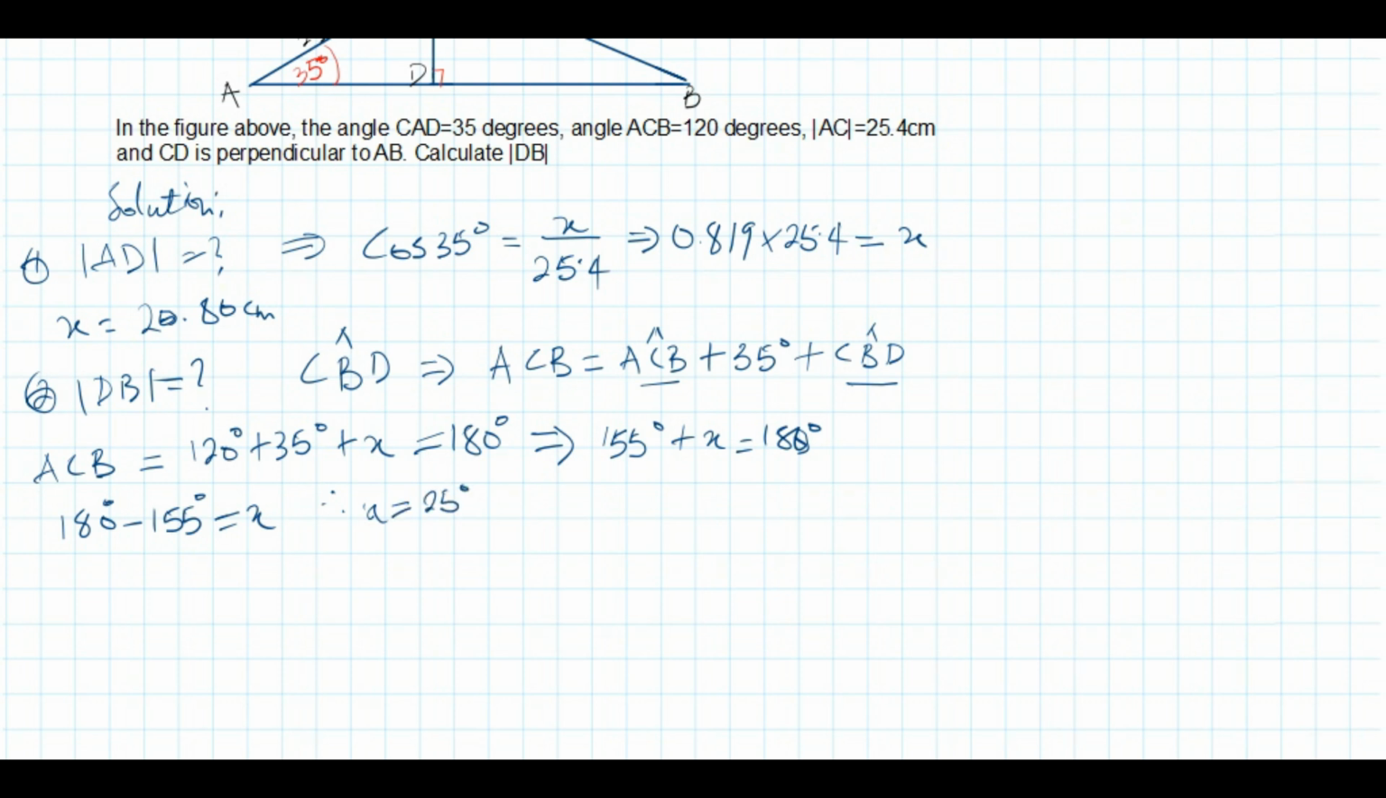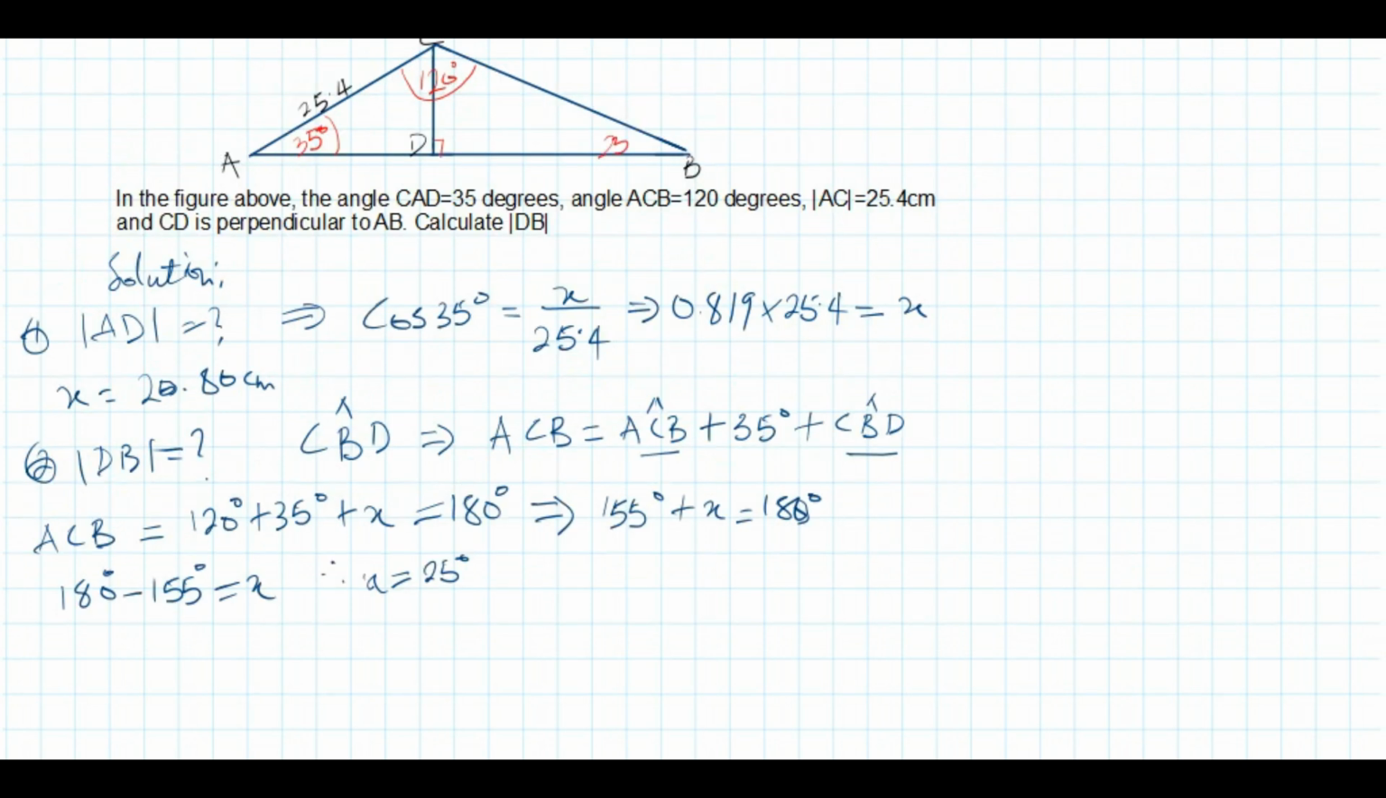So x is 25 degrees. Now this is our 25 degrees. Now we have our 25 degrees. So this will be able to help us now find our length DB.